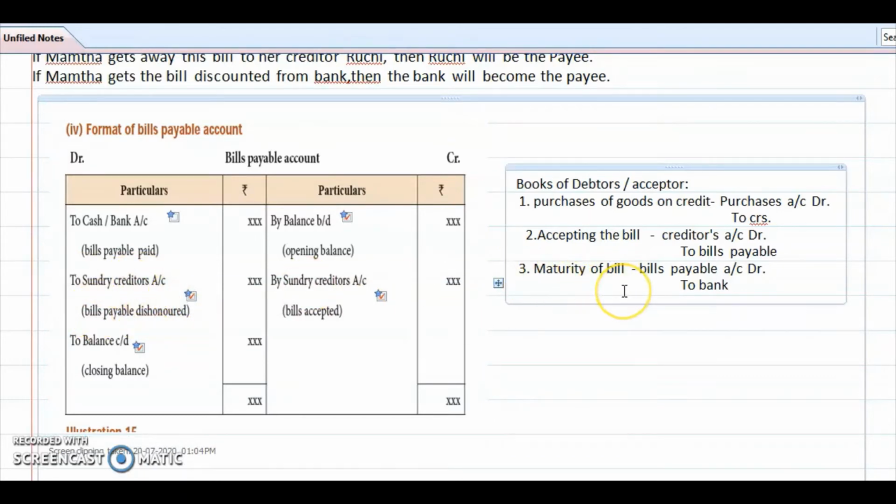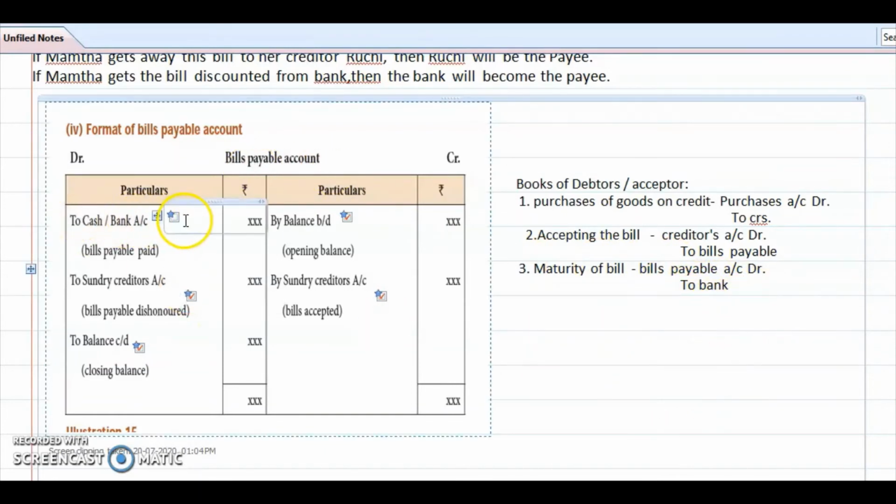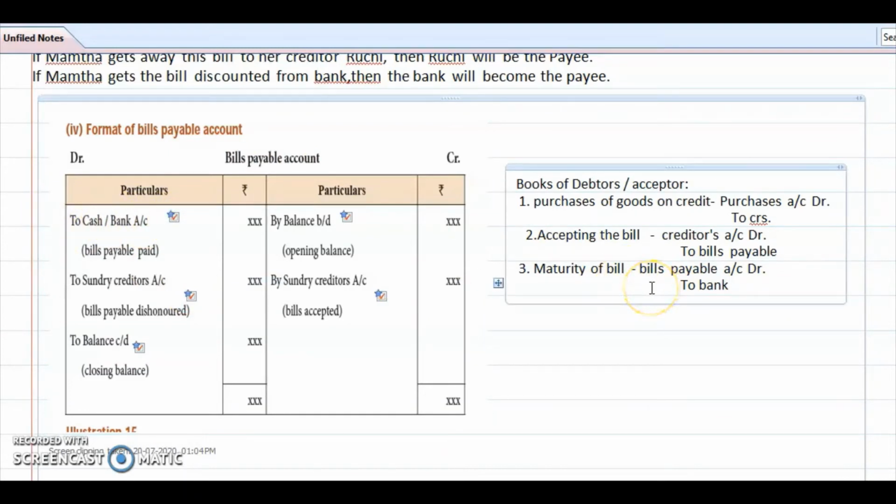Next thing, maturity of the bill, or we can say payment. On maturity of the date, what entry will we make? Bills payable account debtor to bank. In bills payable account it is credit, and to bank means we have to write it on the debit. It may be bank or it may be cash. We are paying either in cash or in the bank. So bills payable account debtor to bank account.